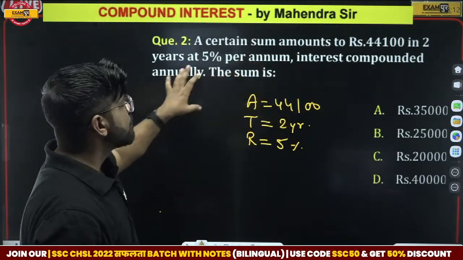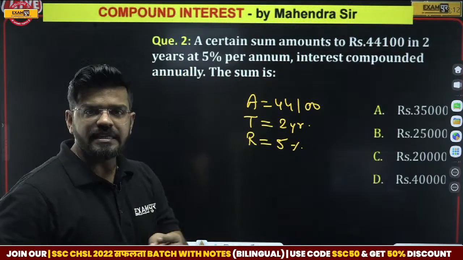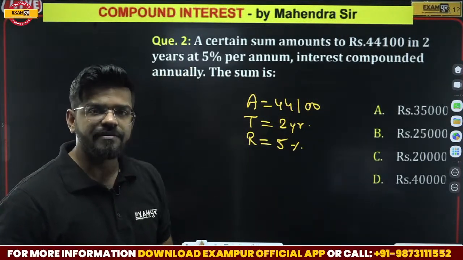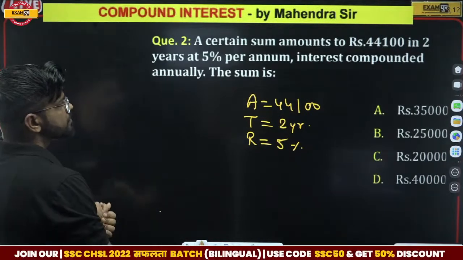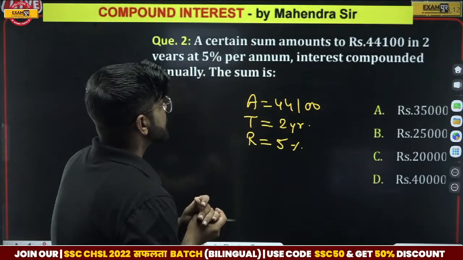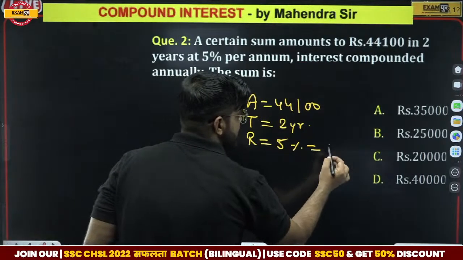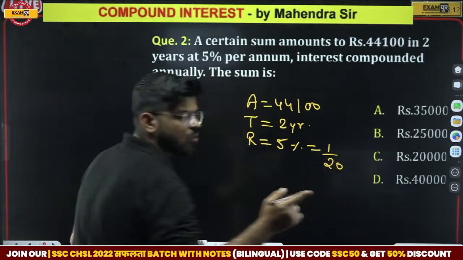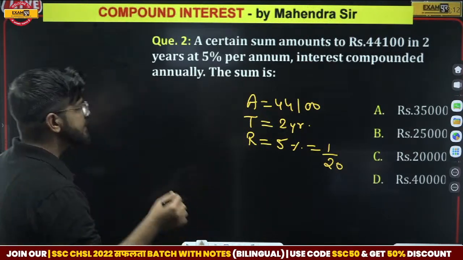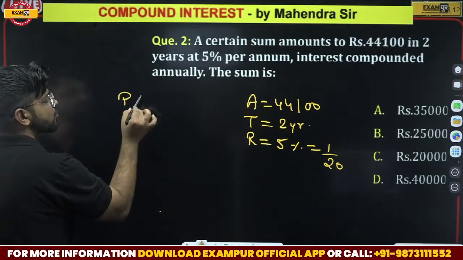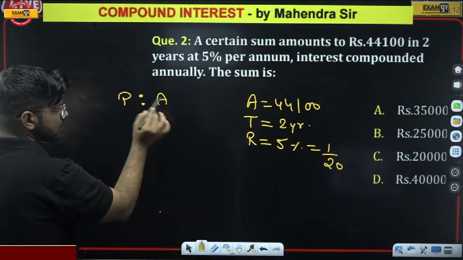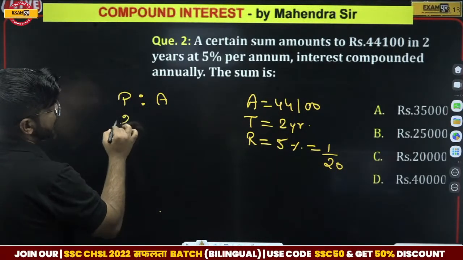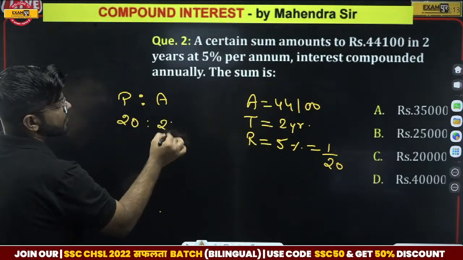So interest is compounded annually, and later I will tell you what is annually, monthly, half yearly, quarterly. We will discuss each and everything. So 5% per annum, you know that 5% per annum is what? 1 by 20, that means 1 increment on 20. If I take the ratio, then it will give me 20 is to 21, right?